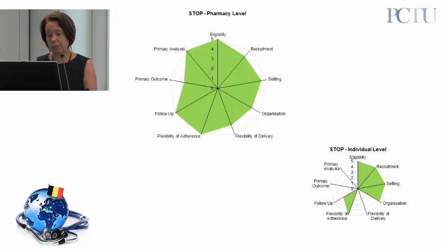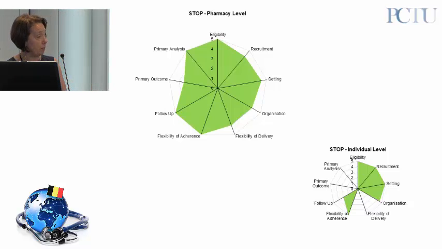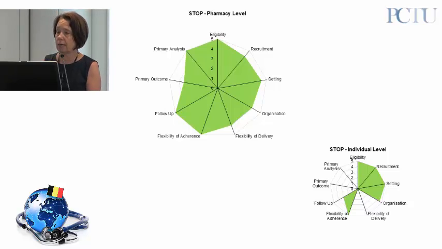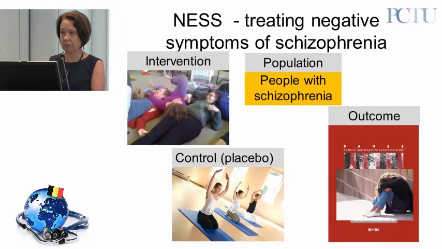And we did this exercise with the trial teams, and the trial team in this case decided they wanted to do another PRECIS wheel at the individual level because it was cluster randomised. They had 2 levels. This also looks pretty pragmatic, but there are various domains that they decided were not relevant at the individual level.